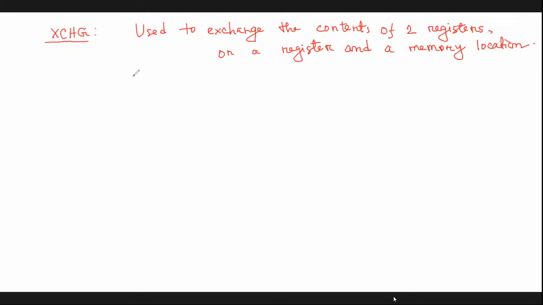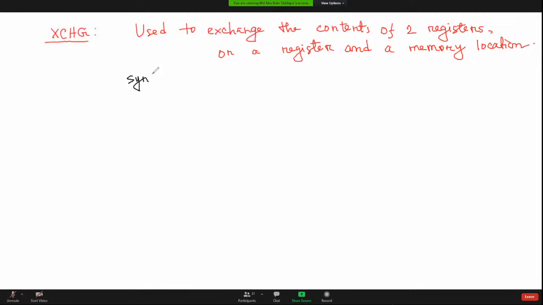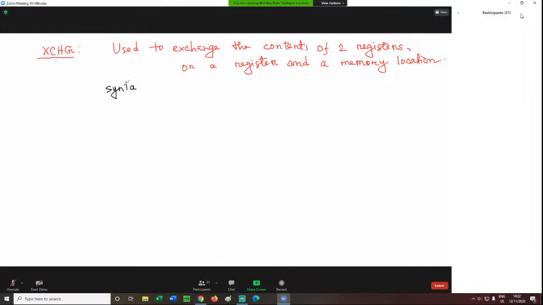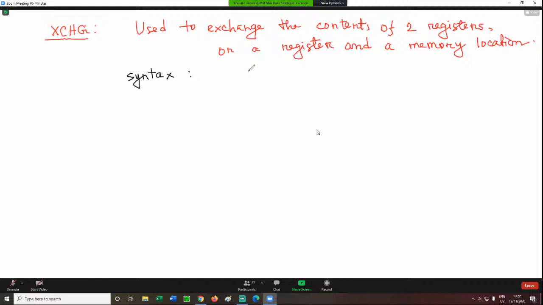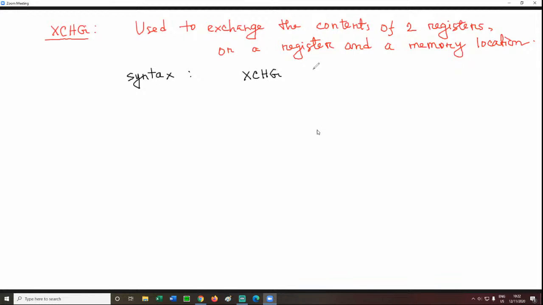Okay. So what is the syntax here? Same as before. Just move will be replaced by exchange. So syntax: XCHG, destination first, comma source. Okay, so that is the syntax. Exchange destination comma source.